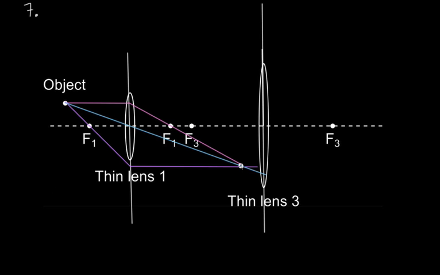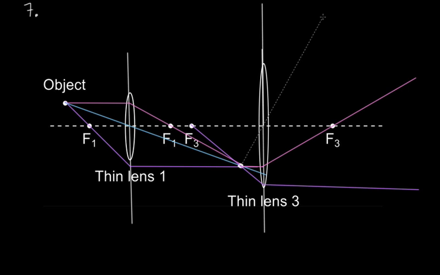So you can see the image once again is here. Now we trace our principal rays again, parallel to the axis, and then through the third focal point. Now in this case we go through the focal point, through the object, and then parallel to the principal axis, and then we go from the object parallel to the principal axis.